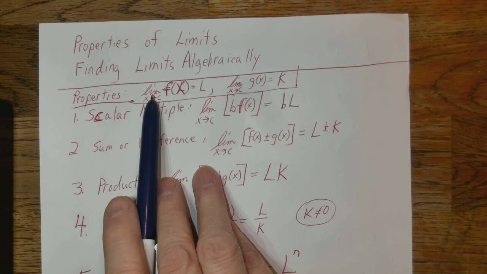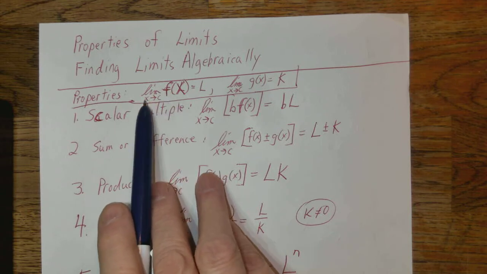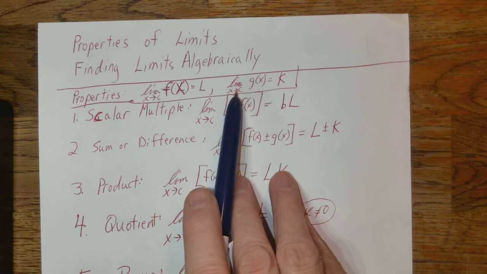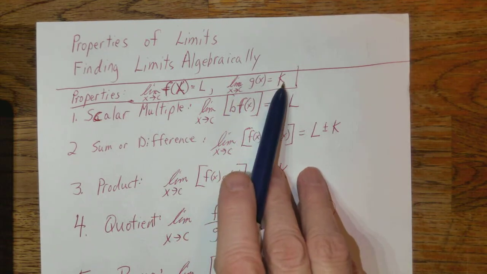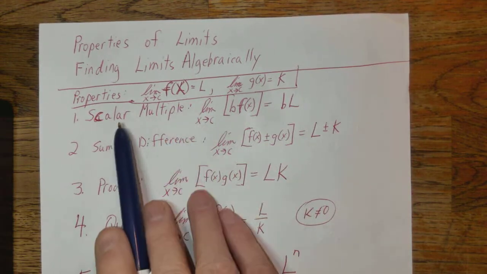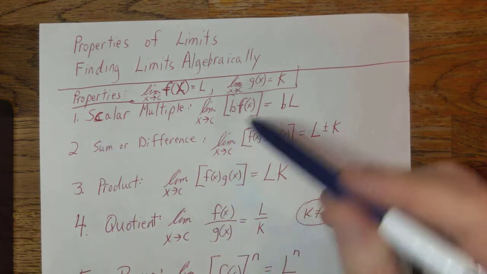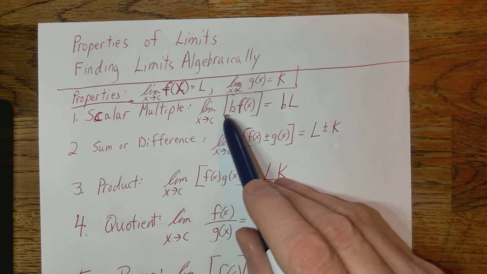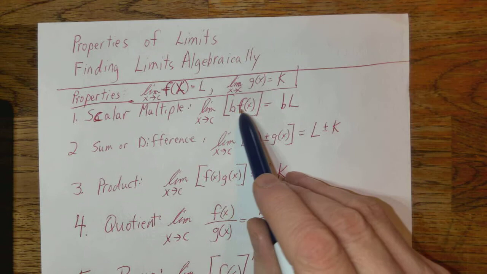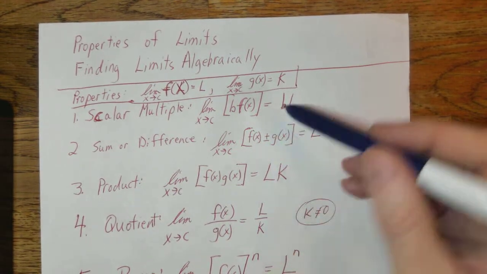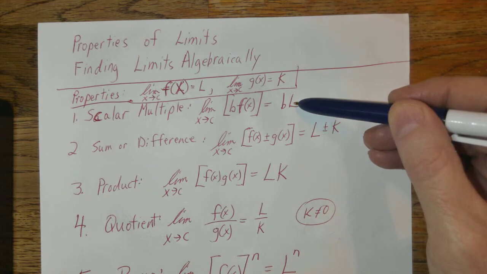The limit of f of x as x approaches c is L. This is just something we've set, and g of x as x approaches c, the limit is k. Just for the shorthand work on here. Now we have the scalar multiple, which in this case is b. So if I were to do this limit as x approaches c of b times f of x, well, f of x, that's L, so the answer would be b times L.